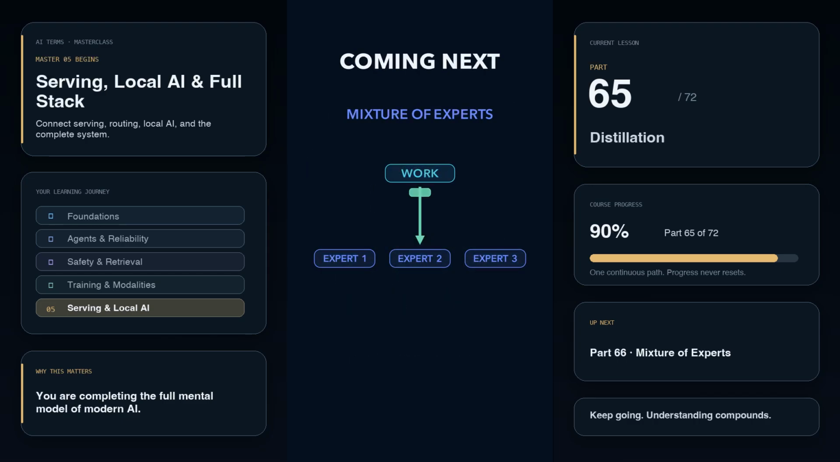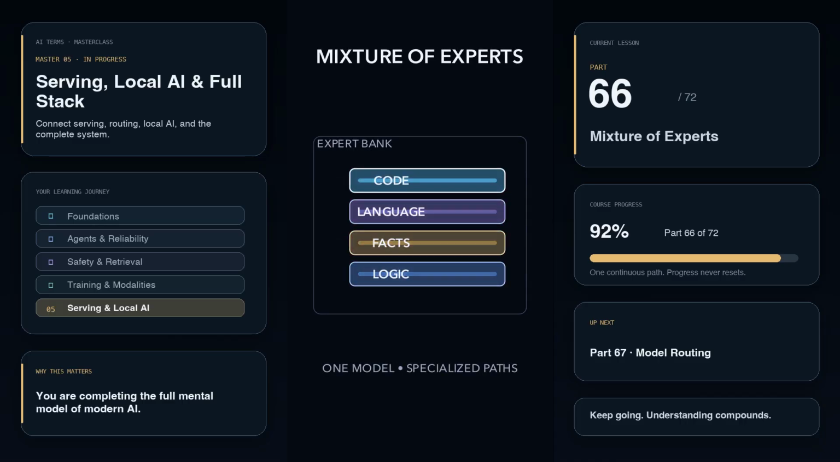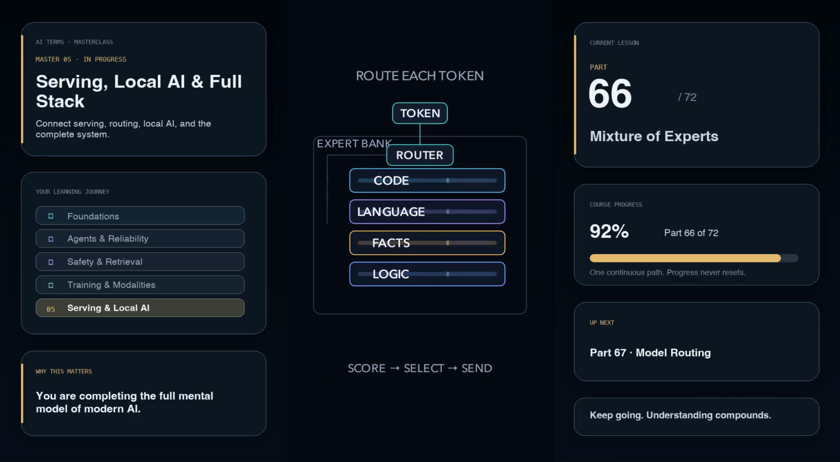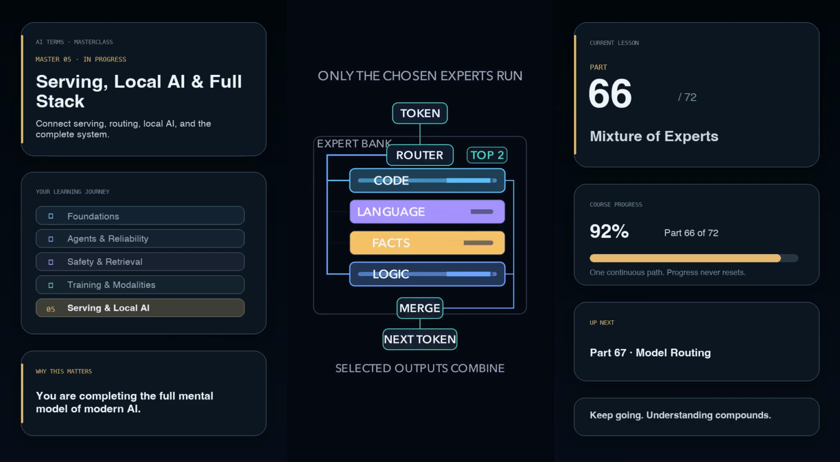Coming next, mixture of experts, routing work to specialized internal experts. Imagine a giant model using all of its knowledge for every token. A mixture of experts works differently. Inside the model, specialized expert networks learn different patterns, such as code, language, or logic. For each token, a small router scores the experts and sends that token to only the best few. Those selected experts process it, and their outputs combine into the next prediction.